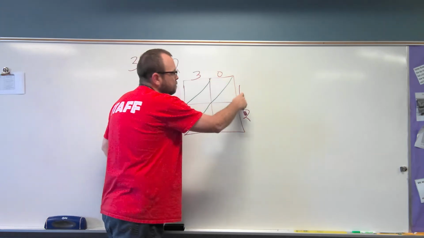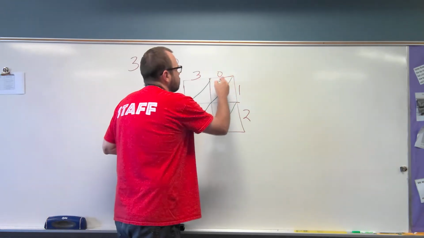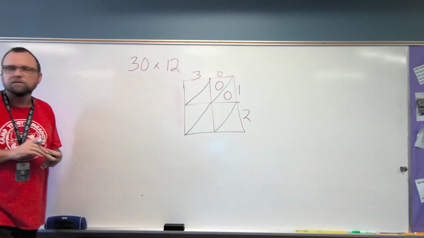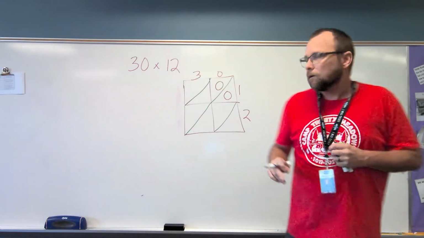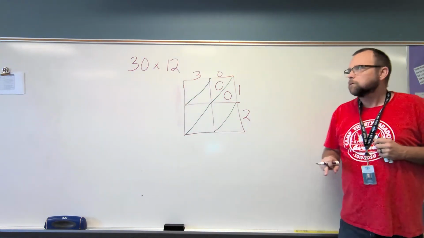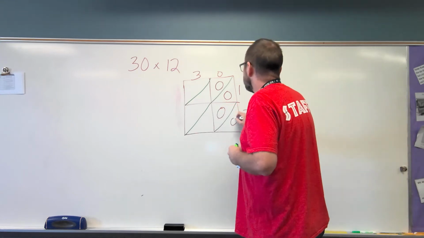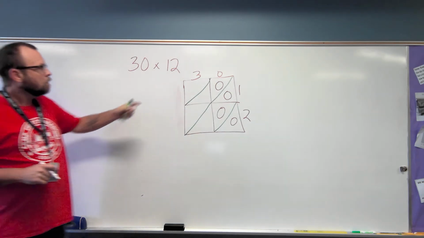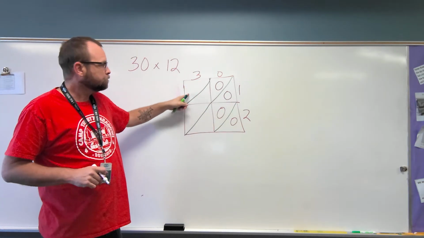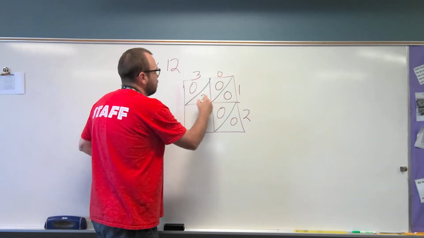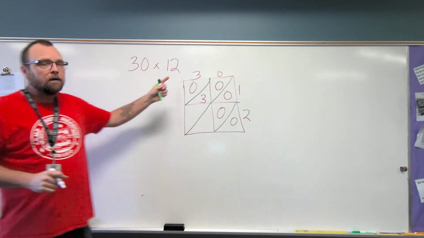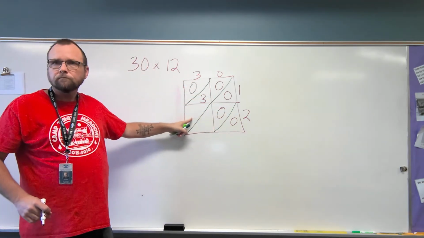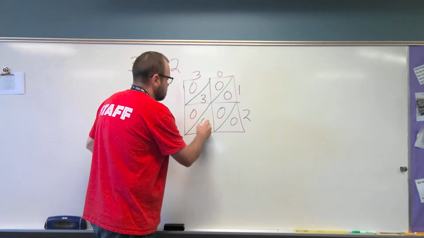Dax, what's 0 times 1? 0. So I have 0 tens and 0 ones. Okay? Mina, what's 0 times 2? 0. So I have 0 tens and 0 ones. Now we get to the hard part. Hope, what is 3 times 1? 3. So I have 0 tens and 3 ones. Okay? And Grace, what is 3 times 2? 6. 0 tens and 6 ones.